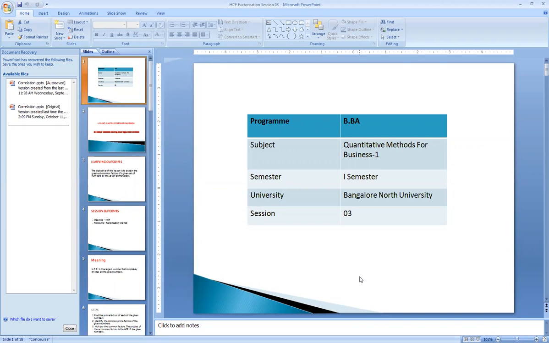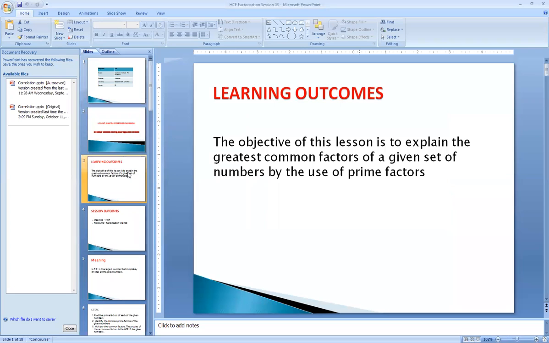Welcome back to the third session of number system, which belongs to the calculation of HCF in factorization method. In the previous class we discussed the calculation of HCF under division method. In this class we are going to discuss how to calculate the HCF under factorization method. The outcome of this session is the calculation of HCF of a given set of numbers by the use of prime factors.